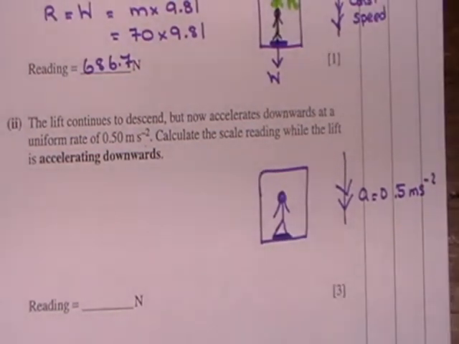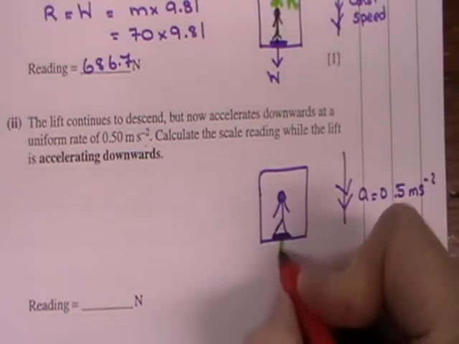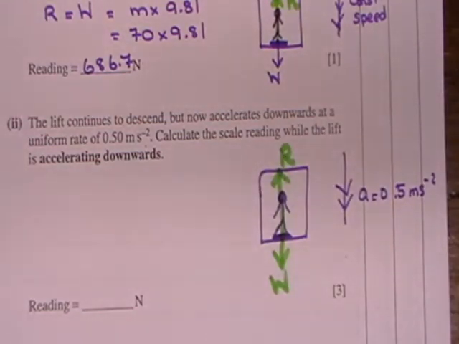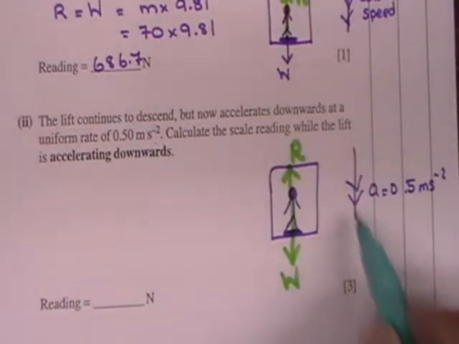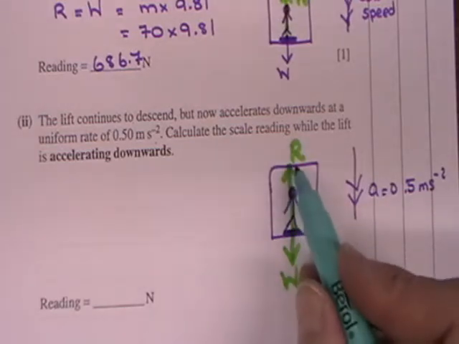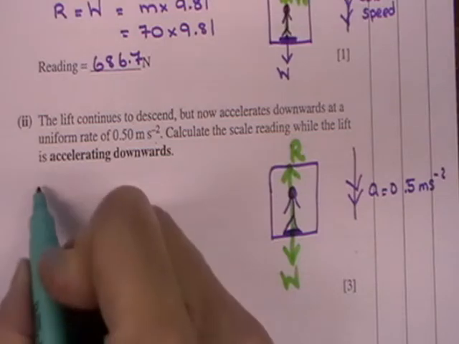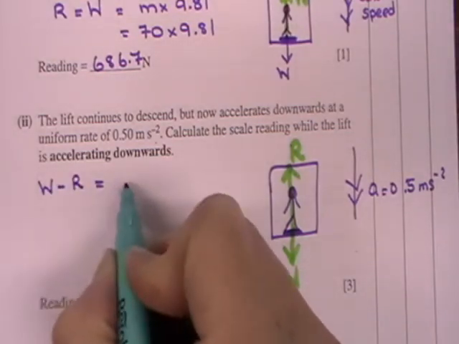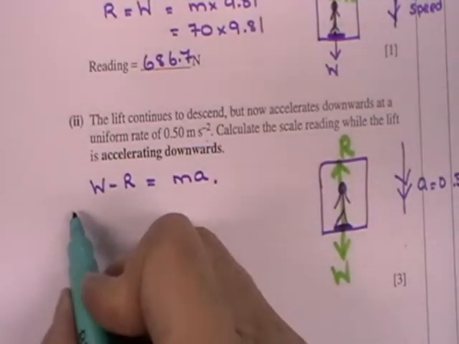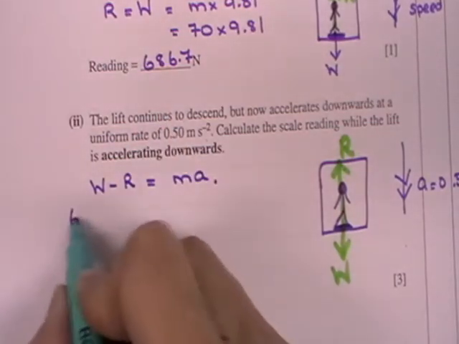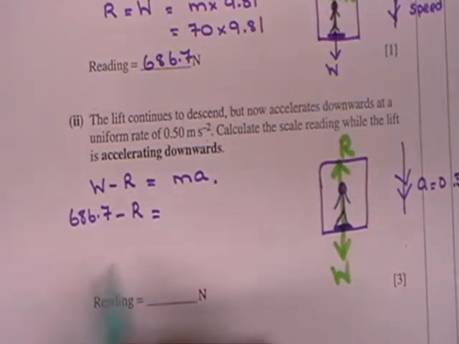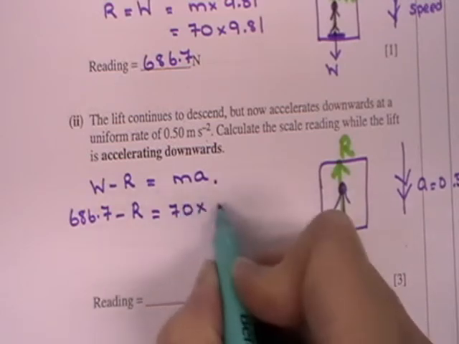So therefore there's a downward force due to the weight of the man again, and there's an upward reaction force due to the scales. But this time, because it's accelerating downwards, the total resultant force is also downwards, and that means that W must be greater than R, because it's accelerating downwards. So the resultant force is W minus R this time, and that's equal to mass times acceleration from Newton's second law. So W again is that value from up above, mg, 686.7. We're still looking for R, the reaction force due to the scales upwards on the man. The man's mass is 70 kilograms and his acceleration is 0.5.